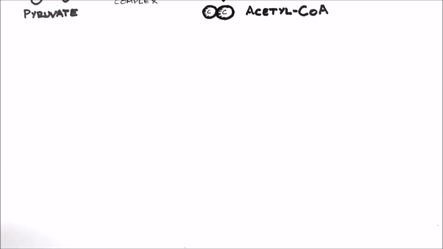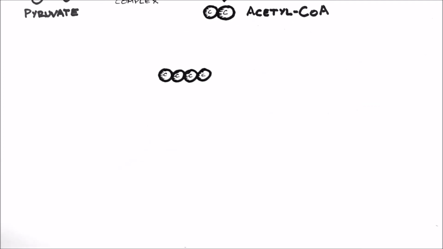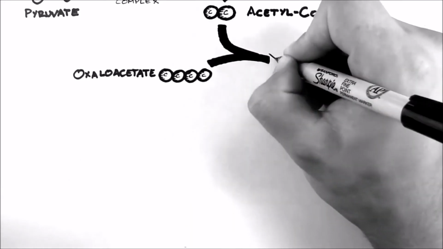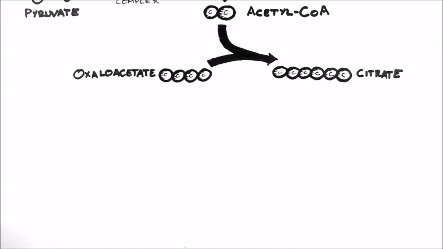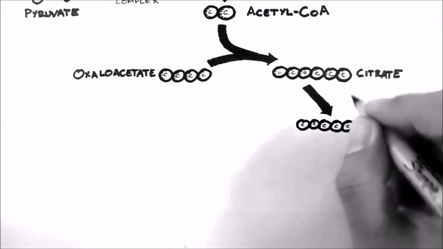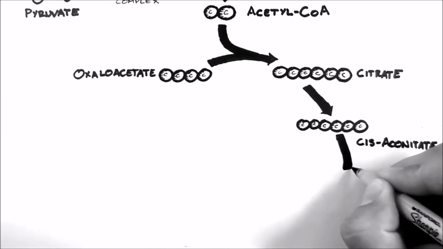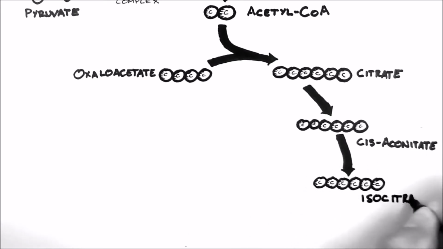We'll look at the molecules involved first, and then we'll discuss the enzymes involved. The TCA cycle begins when a 4-carbon molecule known as oxaloacetate combines with acetyl-CoA to produce a 6-carbon molecule known as citrate. Citrate becomes the 6-carbon molecule cis-aconitate, and then cis-aconitate becomes the 6-carbon molecule isocitrate.